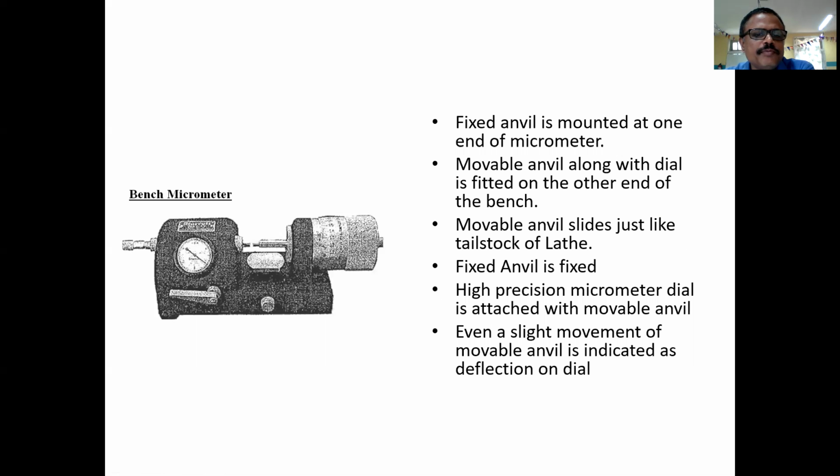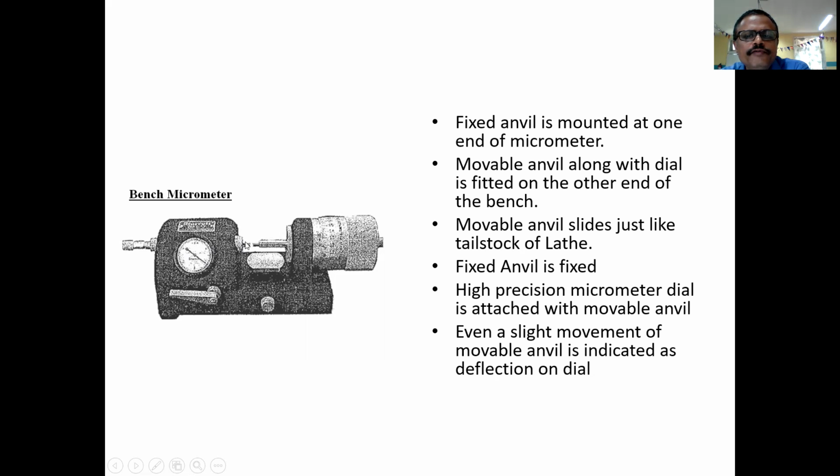Then there is the bench micrometer. This is also used for taking the same type of readings. So here you can see the anvil that is fixed. This is the fixed anvil mounted on one of the ends of the micrometer. Then there is a movable anvil here along with this dial. This is on the other side of the bench.